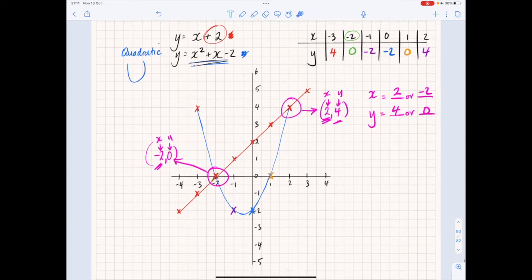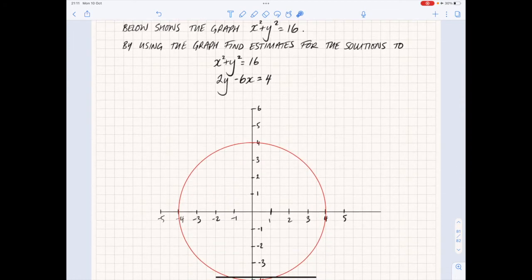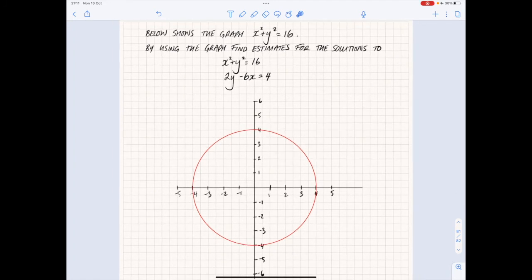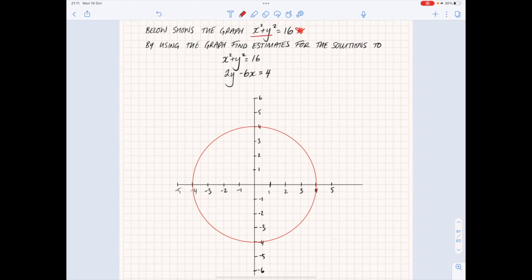So final one we're going to talk about now is something that looks like this, when you actually end up having a circle as part of your graph. So first thing to identify, this red part here, the graph of x squared plus y squared. If you see x squared plus y squared, it will give you a circle on your graph. Okay, now this has been drawn for you.